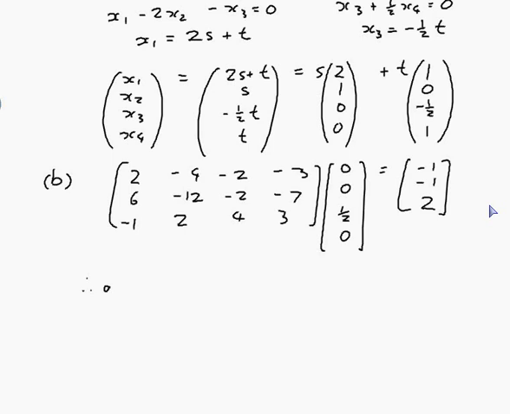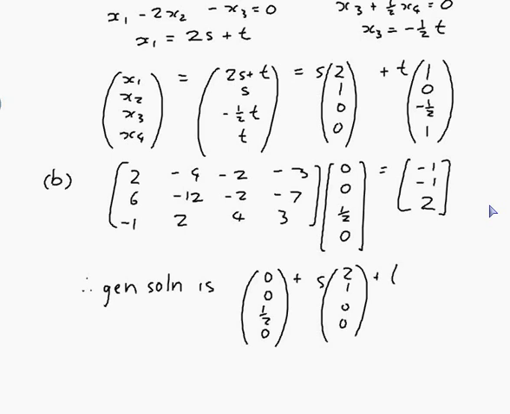So therefore the general solution is 0, 0, a half, 0 plus S of 2, 1, 0, 0 plus T of 1, 0, a half, minus a half, 1, for S and T in R. So what that means is if I want to produce any other solution, I just need to choose particular numbers for S and T. For example, I could choose S to be 1 and T to be -1, figure out what that vector is, and it would produce this answer.